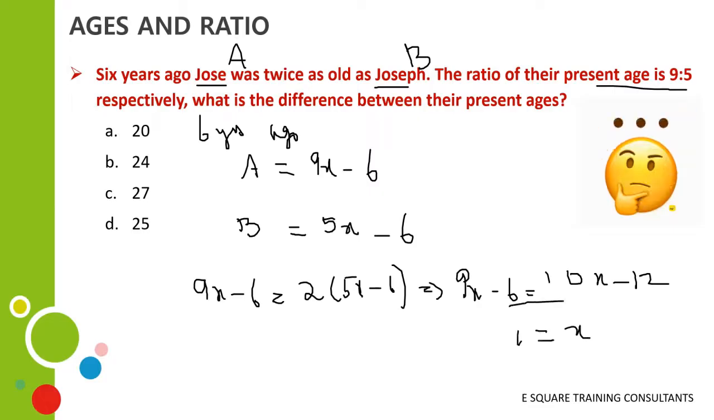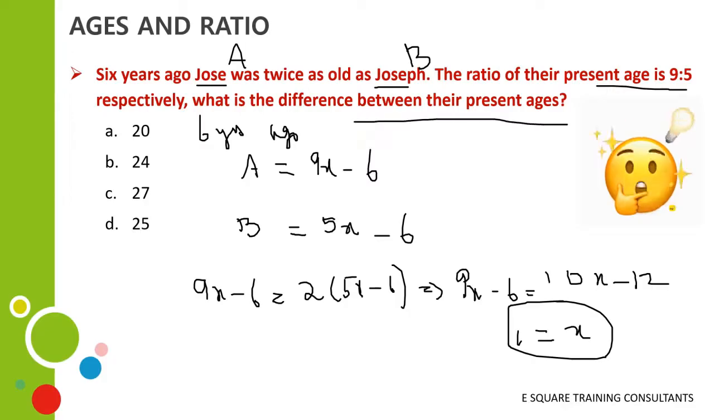So if x is 6, we can easily find the difference between their present ages. So the difference between their present ages is the difference of 9 and 5, which is 4x. So since x is 6, 4x will be 6 into 4, which is 24. So the correct answer will be 24.